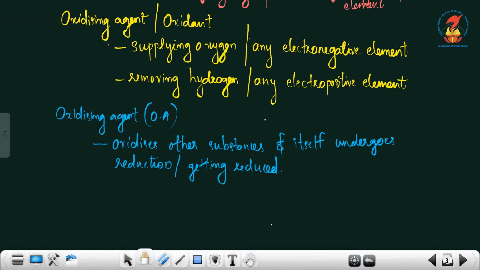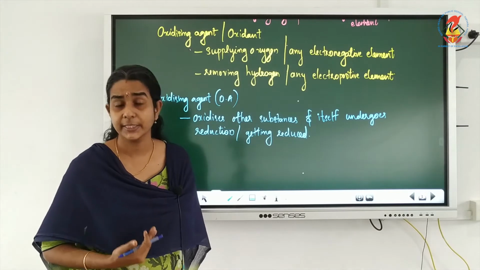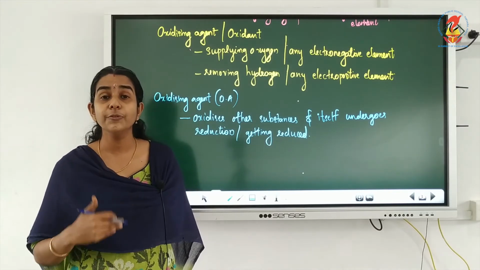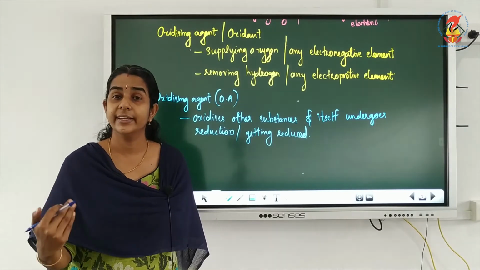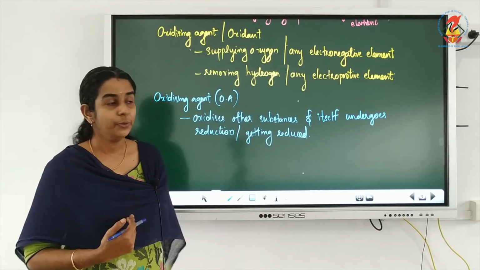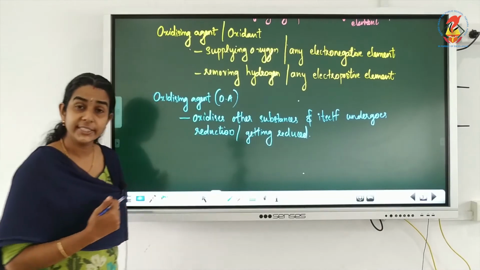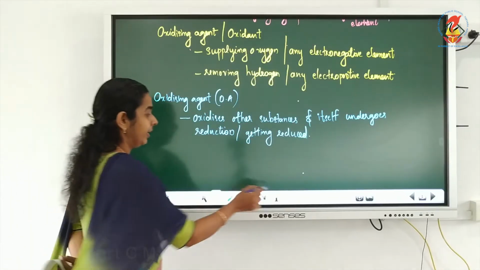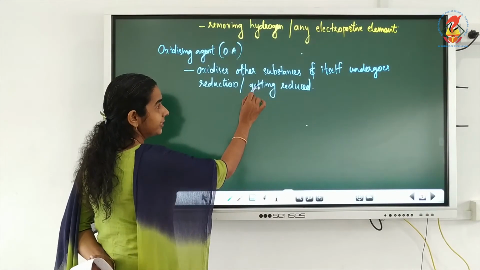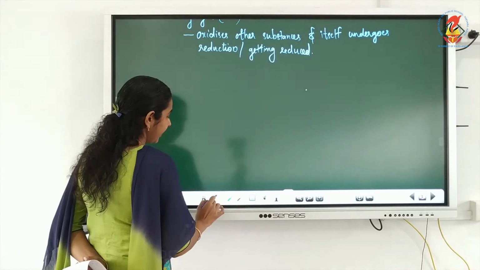So, how can we define an oxidizing agent? An oxidizing agent means it will be oxidizing other substances and itself will be undergoing reduction. Undergoing reduction means they are getting reduced. So, this is about oxidation and oxidizing agents. And now we will see a few examples of oxidation and oxidizing agents.